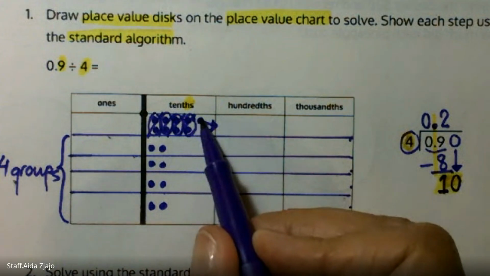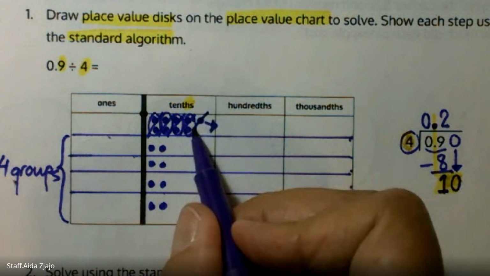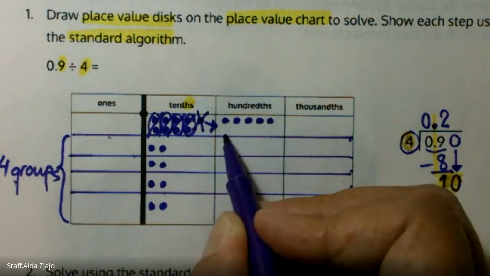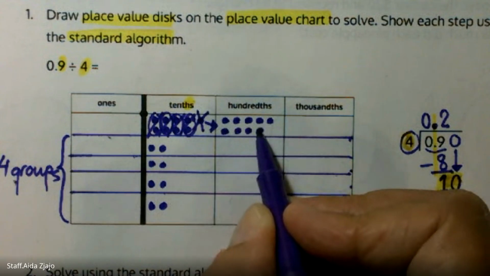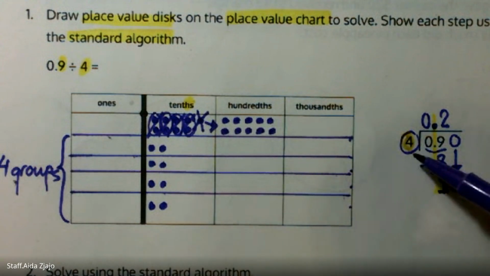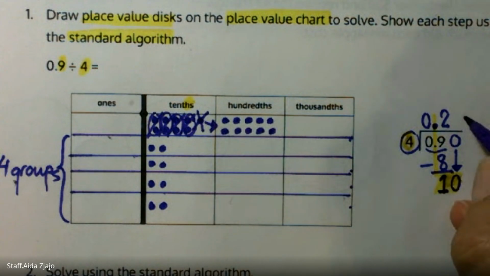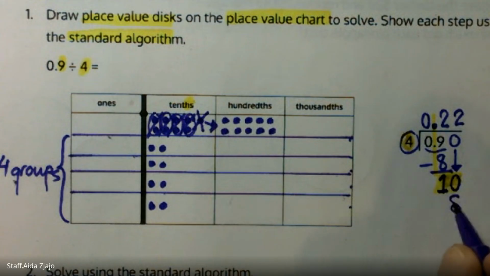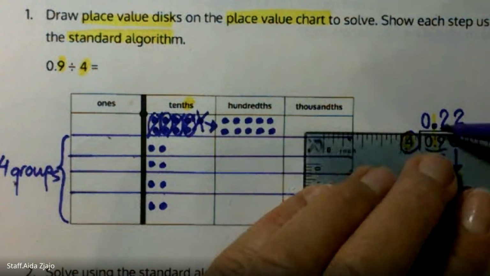So if I have this 1/10 left, I'm going to take that and create 1, 2, 3, 4, 5, 6, 7, 8, 9, 10 hundredths. And now I can share. How many groups of 4 can I make? If I have 10, I can make 2 groups again. 2 times 4 is 8. So when I subtract, now I have 2 hundredths left. Okay, let's see how that's going to go.